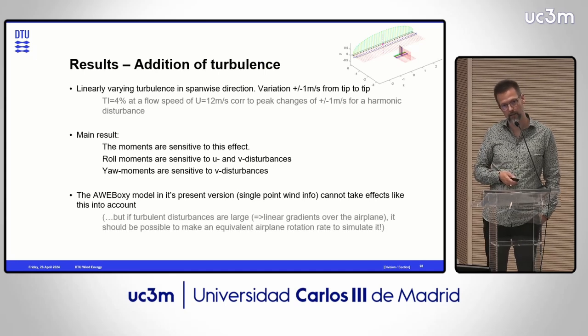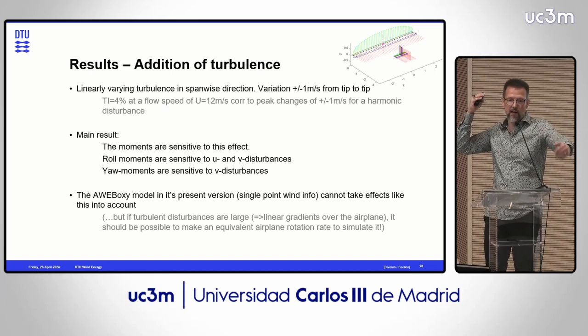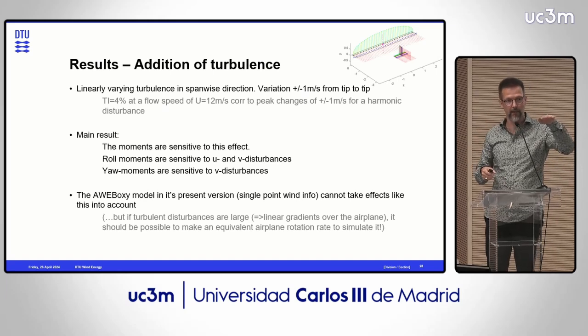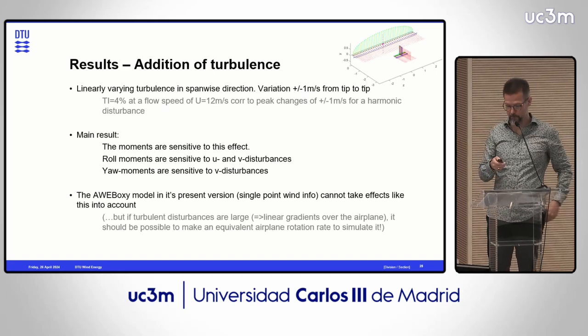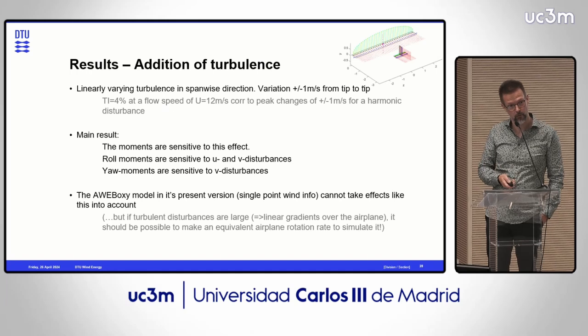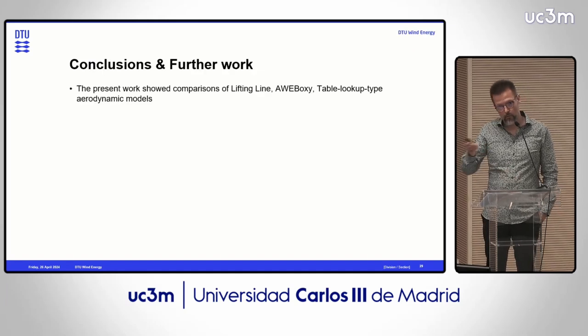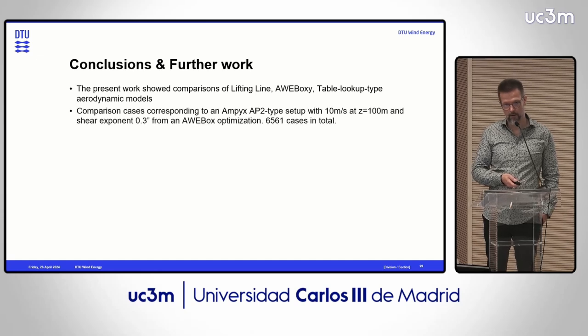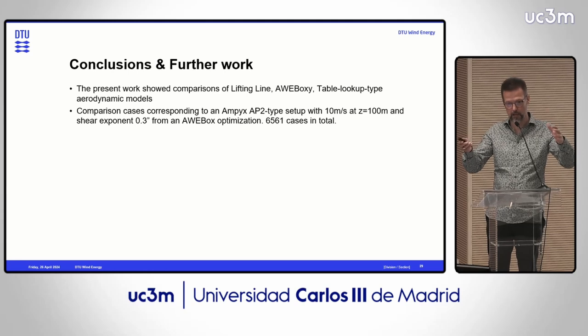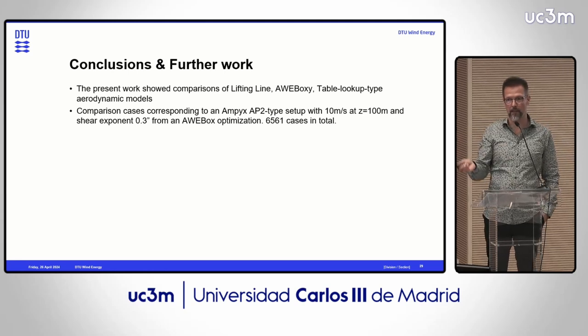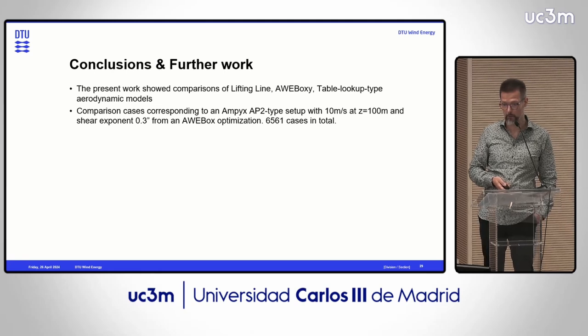Even though, if the turbulent fluctuations are large enough, you could approximate them with linear variations, and then make an equivalent turn rate of the airplane, and then you're good to go with Airbox. So conclusions: we compared models, and if you are only comparing the performance of a given shape, you should actually go with the Airbox type aerodynamic model.